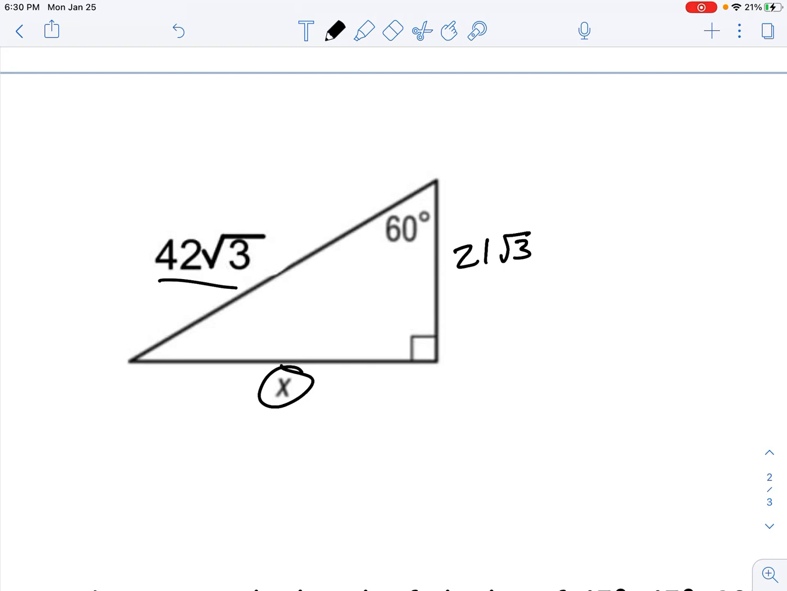Now, to get this bottom part, we have to multiply all of this by the square root of 3. So we get 21 times the square root of 3 times the square root of 3, which is the same thing as 21 times regular 3, because square root of 3 times square root of 3 is regular 3. Well, 21 times 3 is 63.